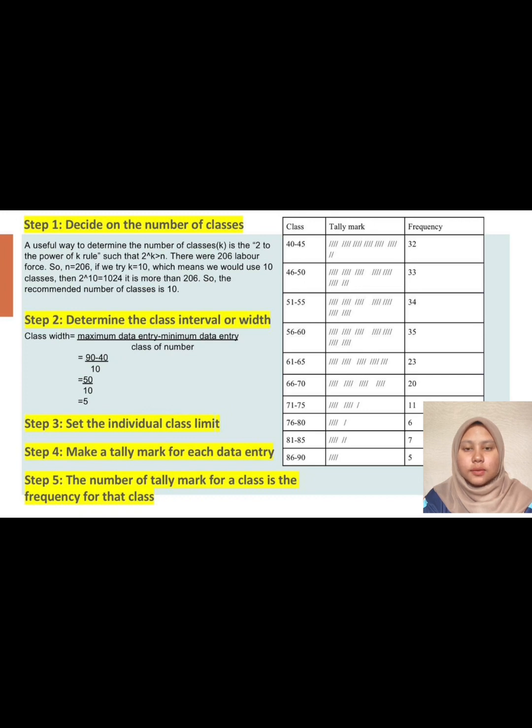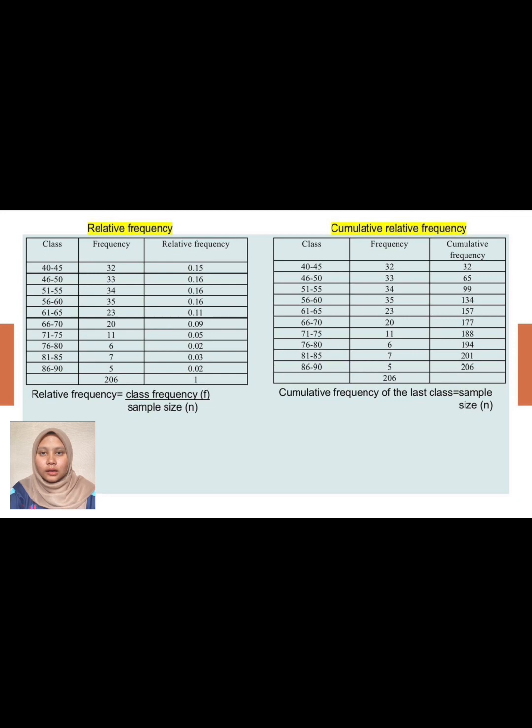Step 4 is make a tally mark for each data entry in the appropriate class, such as table 1. Last but not least, step 5 is the number of tally marks for a class is the frequency for that class. Next, table 2 is relative frequency.